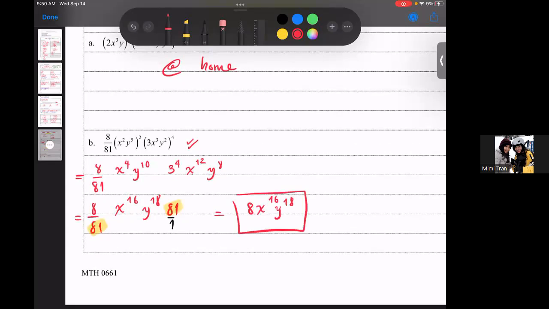Yay, we're done with 6.2. If you want to go graph 6.3 handout, feel free to do so.